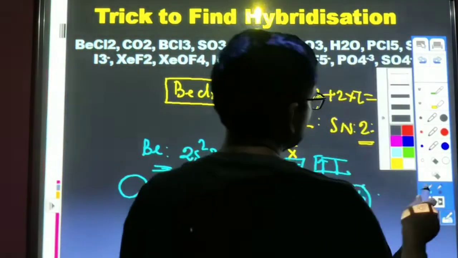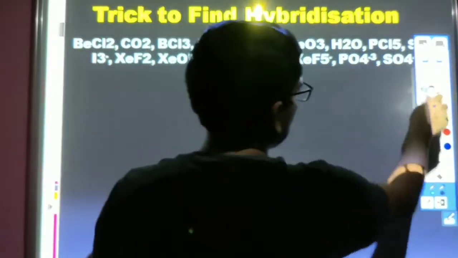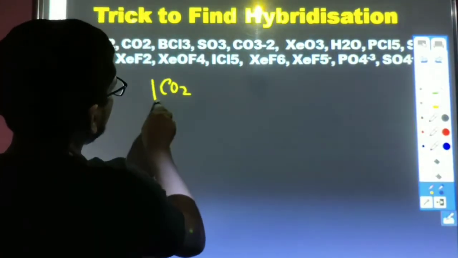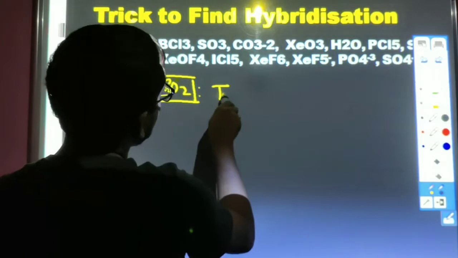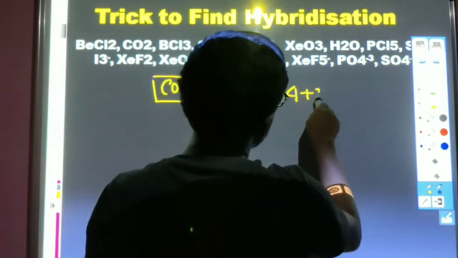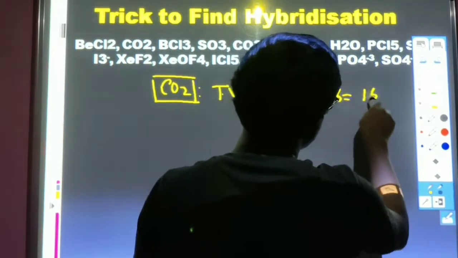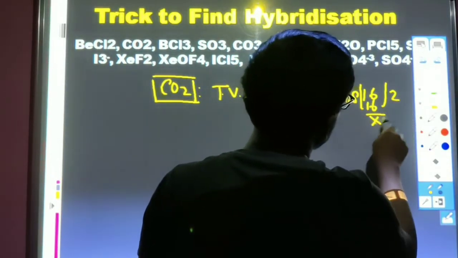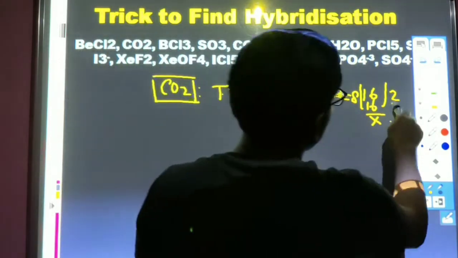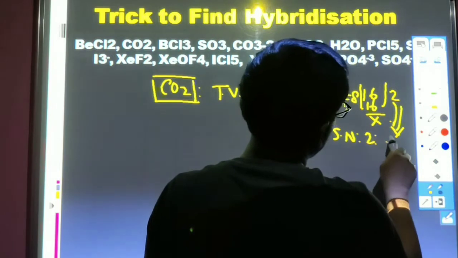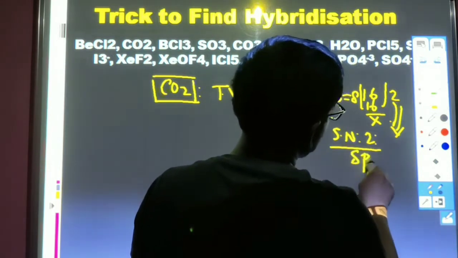Okay, now next move to CO2. So we will calculate the total valence electron for CO2. Total valence electron 4 plus 2 multiplied by 6, that will give you 16. So if you divide by 8, steric number is 2, so hybridization will be sp.